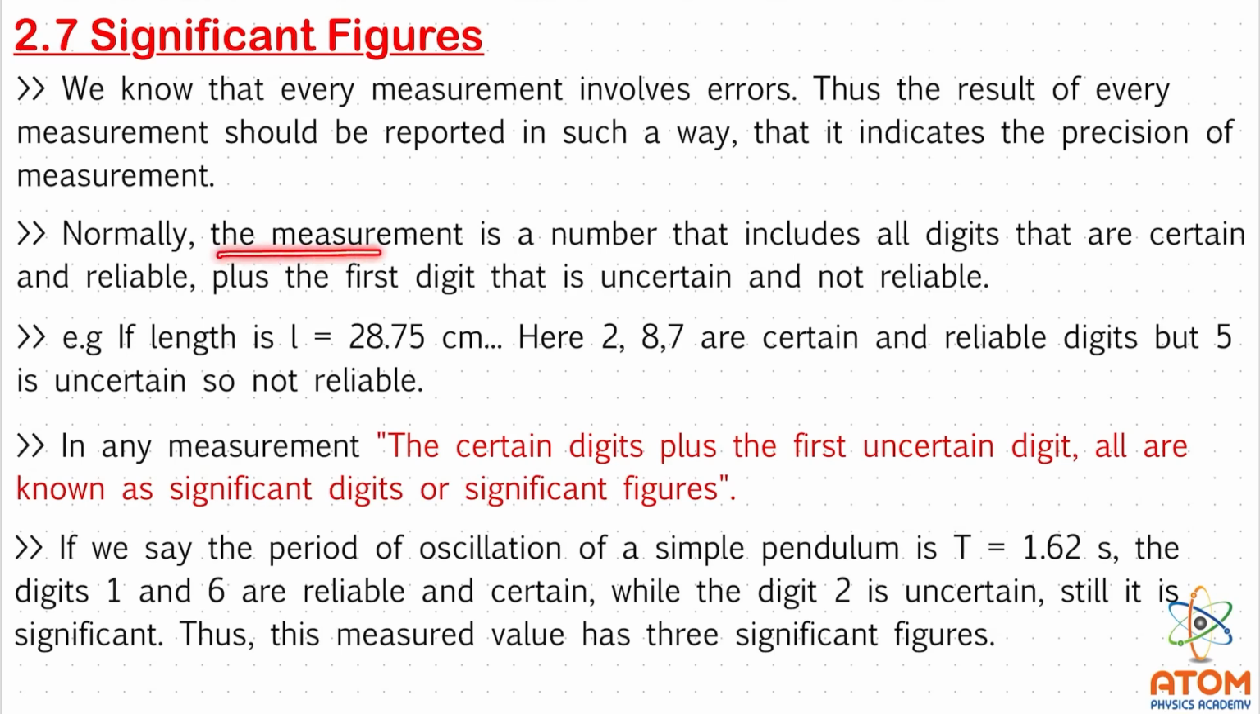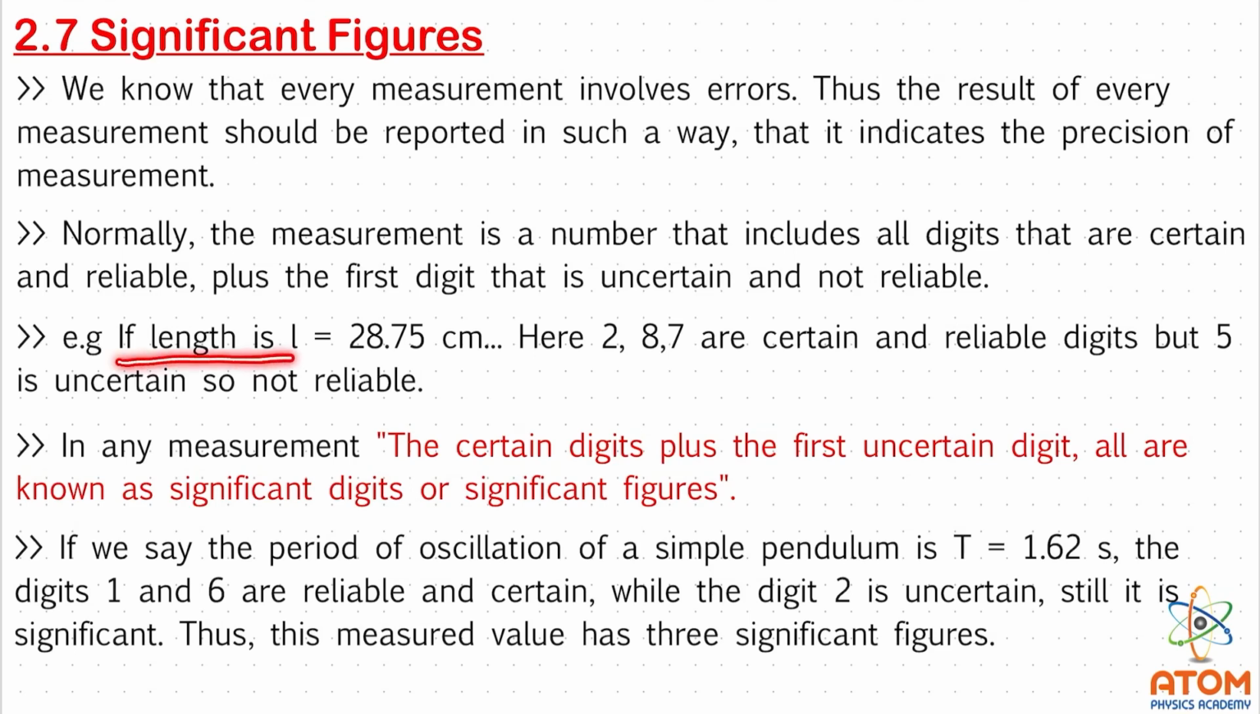Normally, the measurement is a number that includes all the digits that are certain and reliable plus the first digit that is uncertain and not reliable. Now this is very interesting. Let us understand with the example.